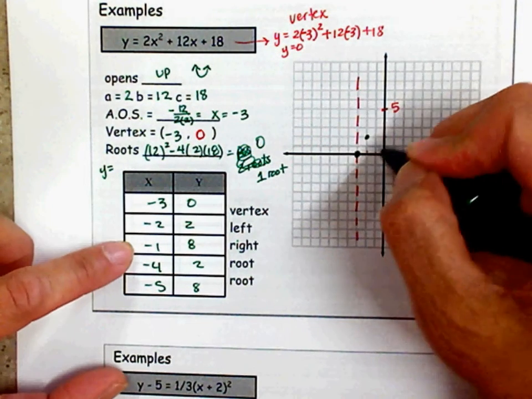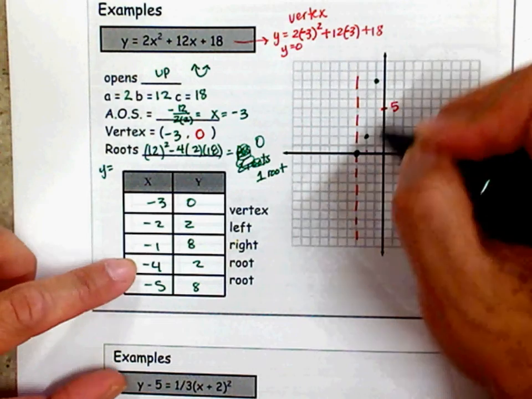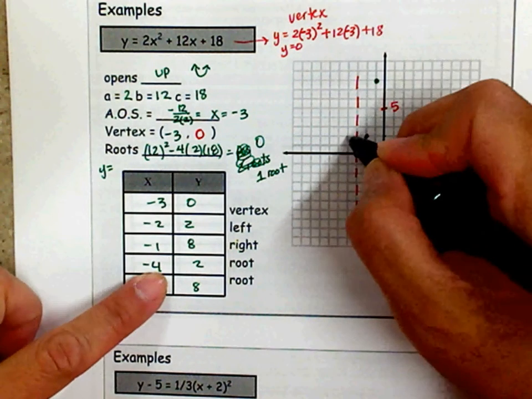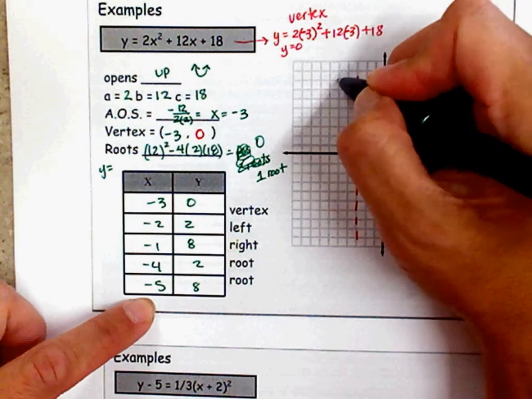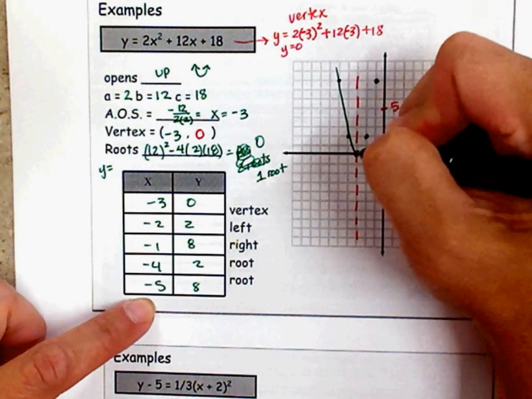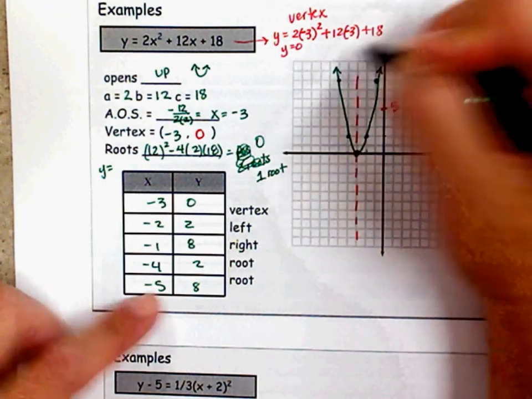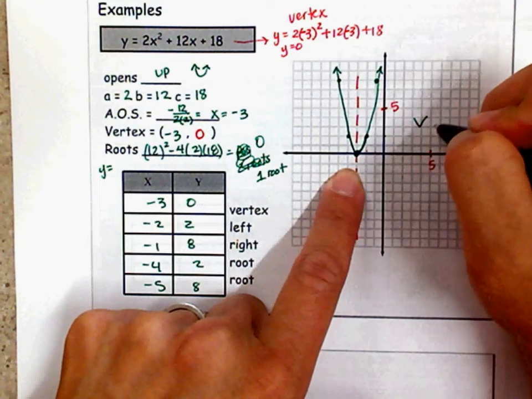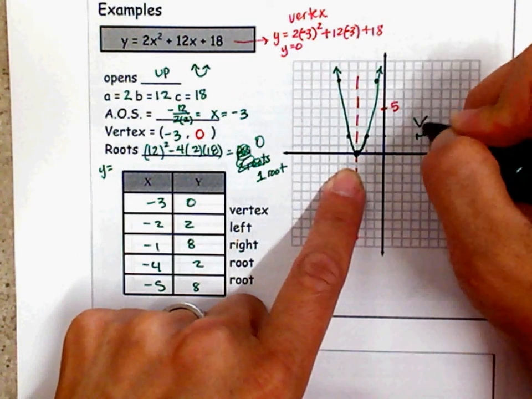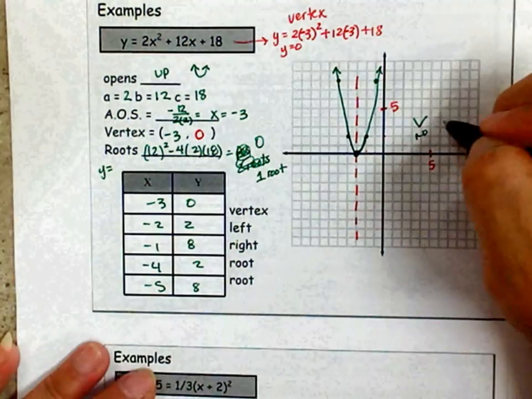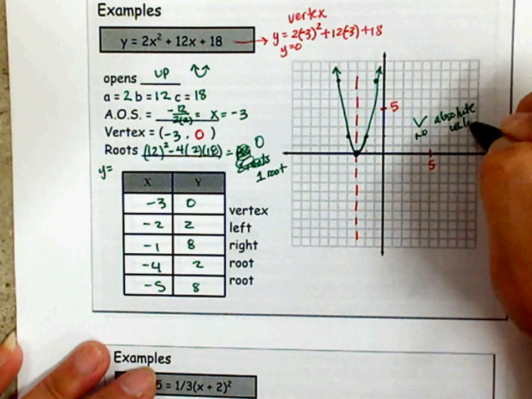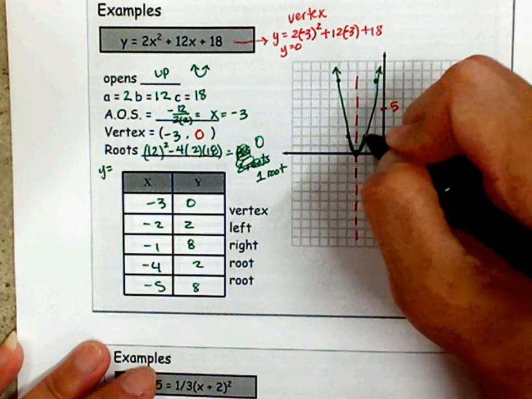And if they don't mirror each other, then you know you did something wrong. -4, 2, -5, 8. And there you have your parabola. There should be a curve here, not this. This is a no. This here is an absolute value. You need to make sure there's somewhat of a curve. All right, let's take a look at another example.